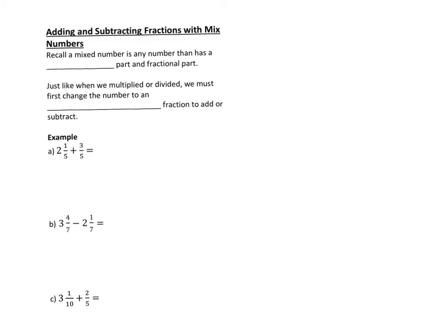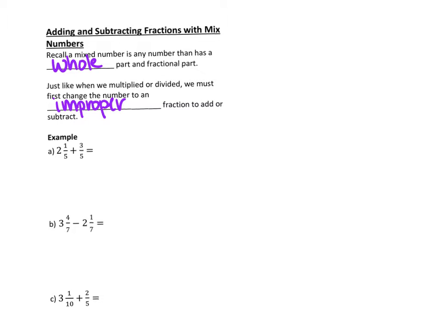So the last part of these notes, we're going to talk about adding and subtracting with mixed numbers. And recall, a mixed number is any number that has a whole part and a fraction part. And just like when we multiply, we must first change the number to an improper fraction. We have to go to an improper fraction to add or subtract. And remember, an improper fraction means that the numerator is bigger than the denominator.